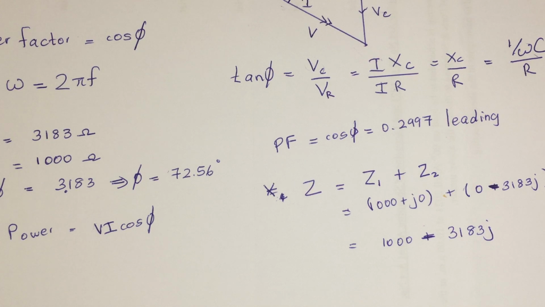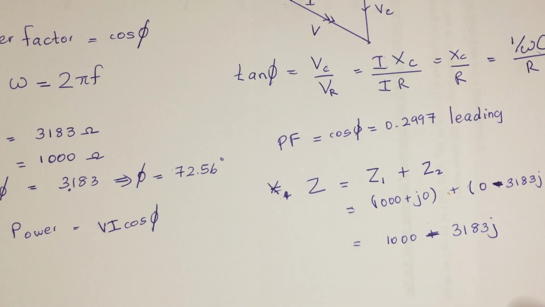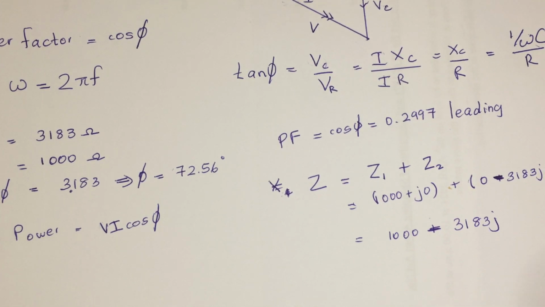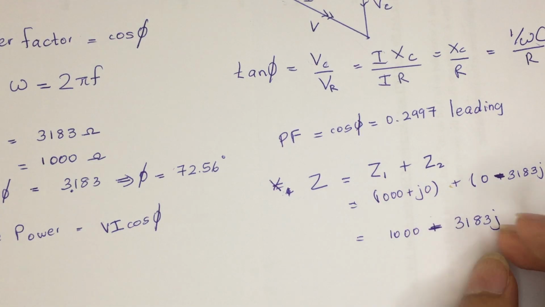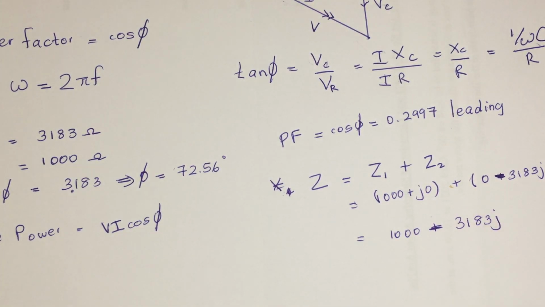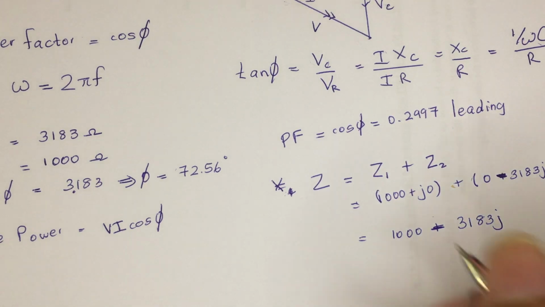So the next part is we need to figure out the I, the current value. You can do it in many ways. However, you can change this part to the polar form. After that you can directly divide it by the voltage. However, here I'm going to use something different.